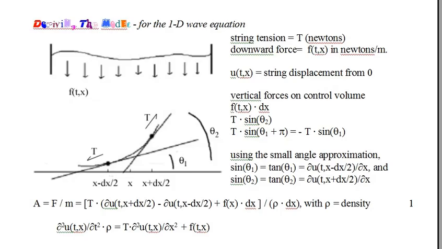Taking the limit as dx goes to 0, we have the differential equation model. The acceleration of the string at point x at time t, that is, the second derivative of u with respect to time, multiplied by the string density, equals T times the second derivative of u with respect to x, plus f.